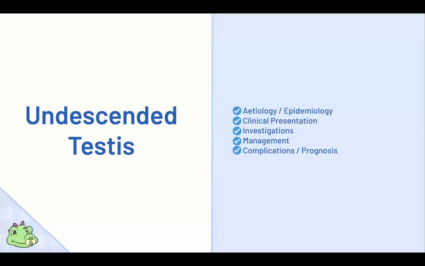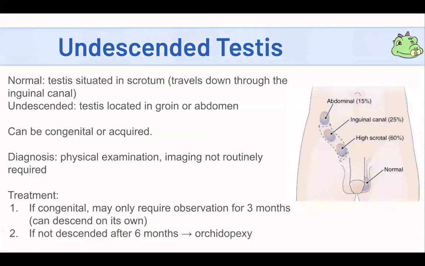Okay, so moving on to undescended testis. So what it is, in a normal situation, the testis would be situated in the scrotum and it travels down through the inguinal canal. But if it's undescended, that means the testis is located in the groin or the abdomen, so pretty much anywhere between the abdomen, the inguinal canal, and then into the scrotum. And it can be congenital or acquired.